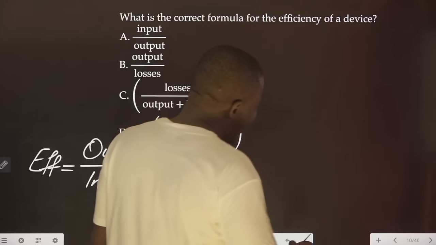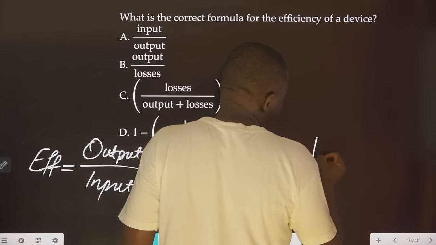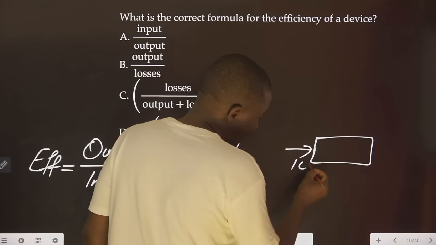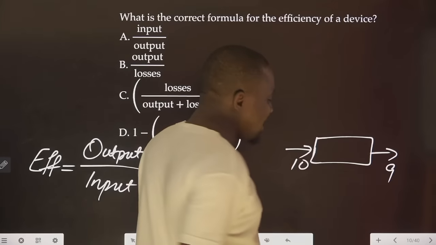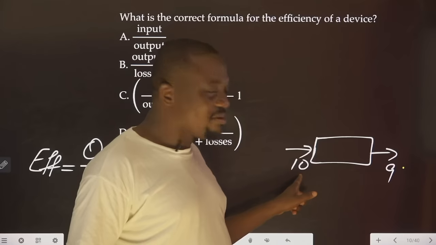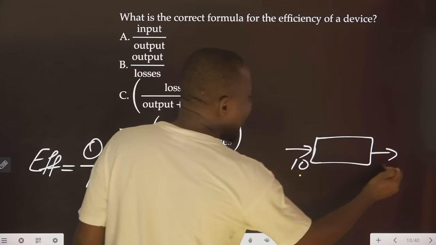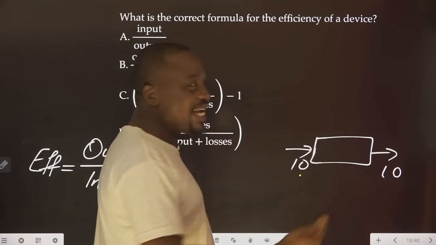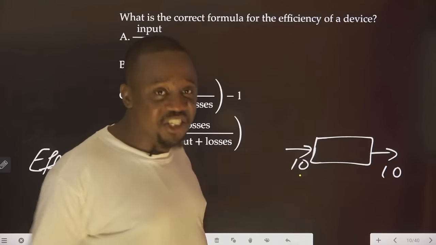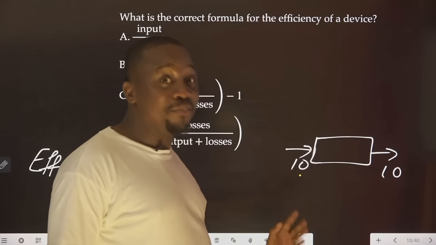Assume the device is something like, say, whatever. You give input of 10 and you get output of 9. It means there is a loss. So this divided by this now to reduce the value. But if, for instance, you give 10 and get 10, 10 divided by 10 is 1. That is an ideal condition. It means this is 100% efficient. There's no losses. So it's always the output over the input.